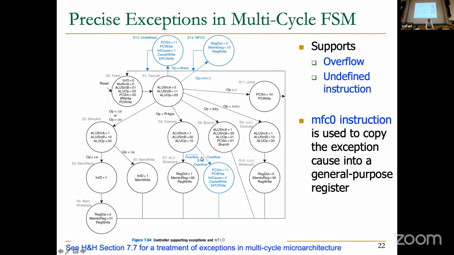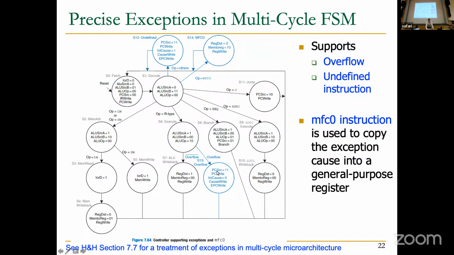Let's take a look at another exception over here. So this happens when you have an R-type operation. And when you have an R-type operation, you have the ALU result over here. If there's an overflow, you go to the overflow state. If there's no overflow, then you basically go to the write-back state. So if there's an overflow, you go to a special state where you don't write to the register, as you can see, right? So this is the overflow.